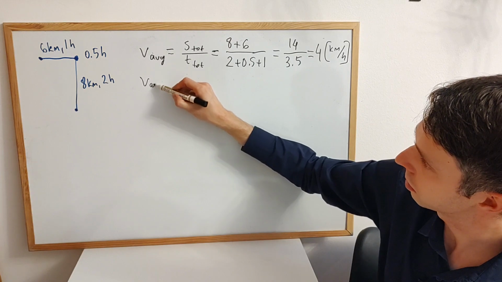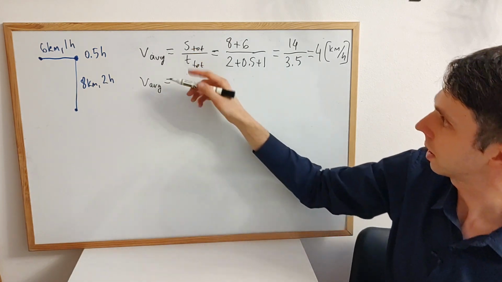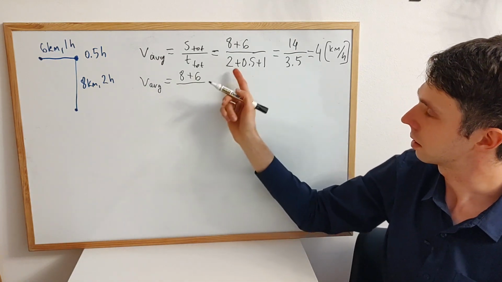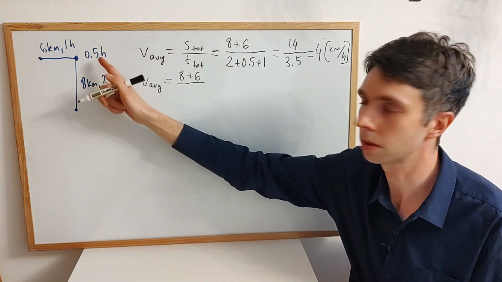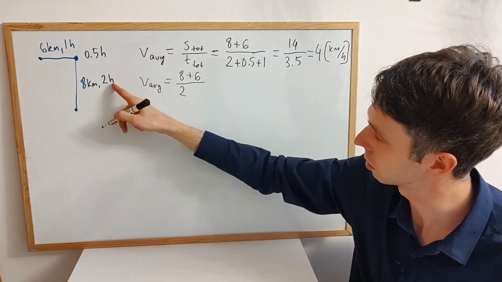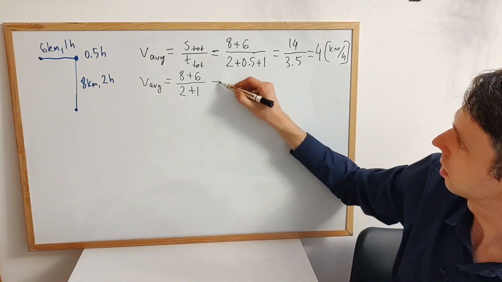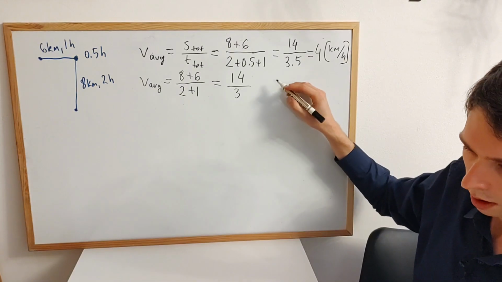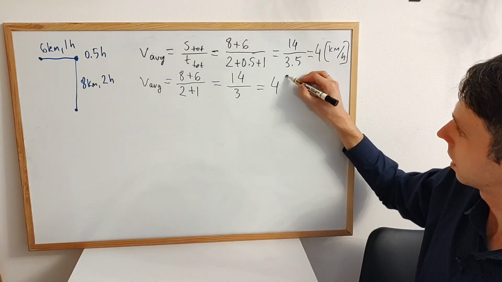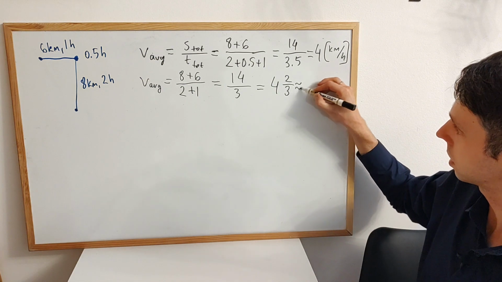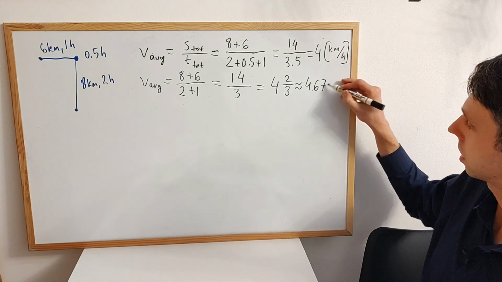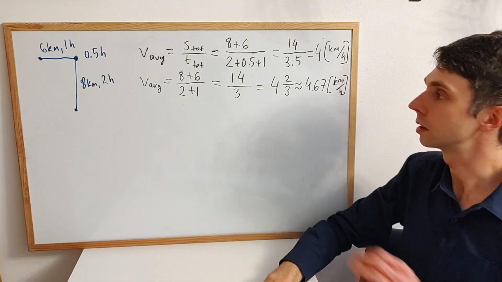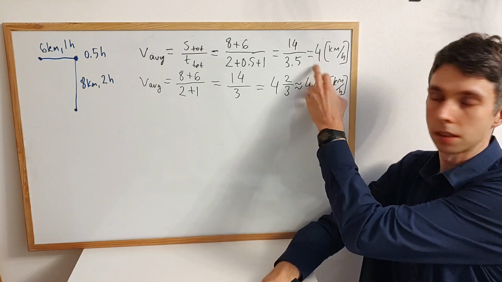Of course the formula is the same, and the distance doesn't change, but when calculating time, we will not take this half an hour. So we will have just 2 hours plus 1 hour. So we have 14 divided by 3. So this is 4 and 2/3, which is approximately 4.67 kilometers per hour. Of course this is greater than this.